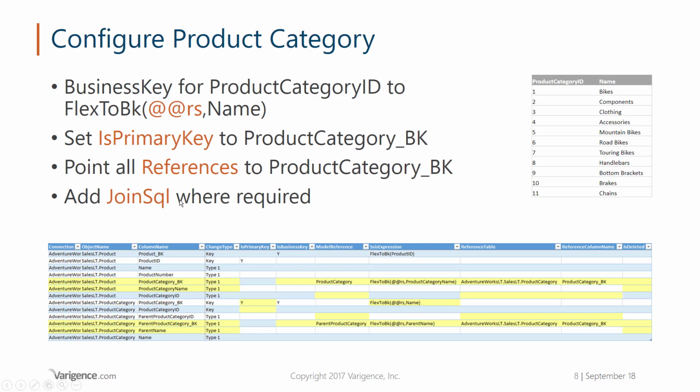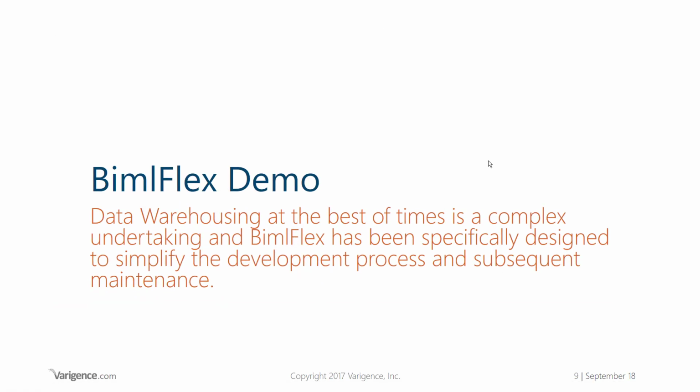You can add join SQL where you combine tables and columns from different tables here. But what we're going to do here is look at changing the product category. Instead of using the product category ID, we want to use the name. Now this is not a real world example, but it is just to show you how you will do that and how you will configure that in BimlFlex, just so you can get a nice understanding of how you may do that. So without further ado, I'm going to go straight into BimlFlex and show you how to do this.